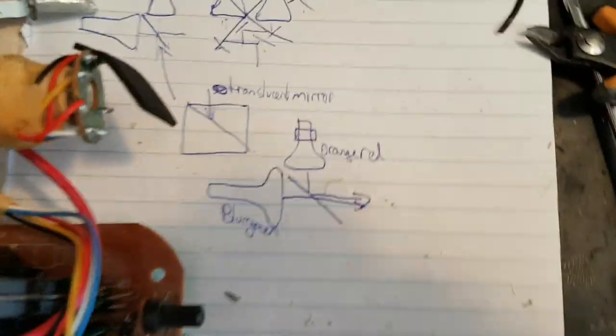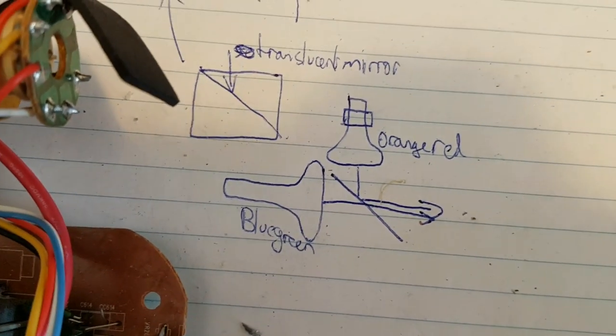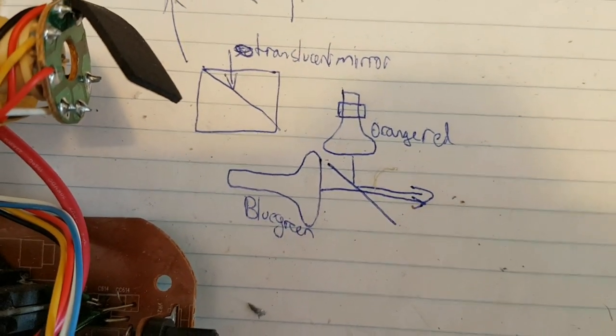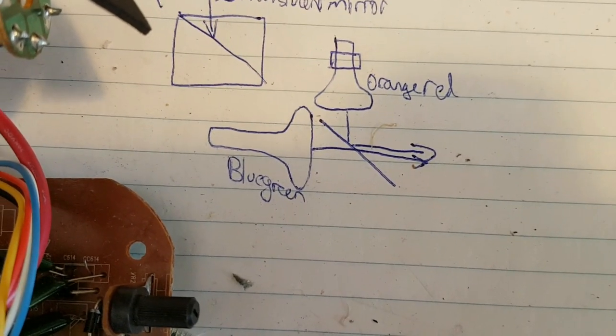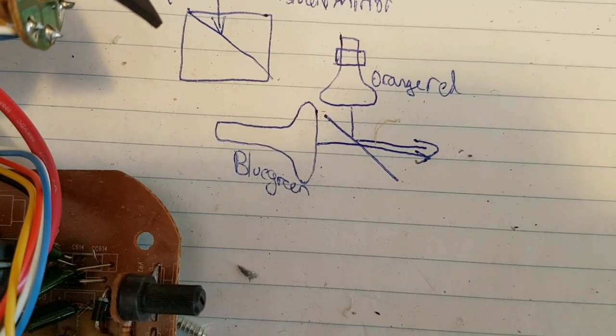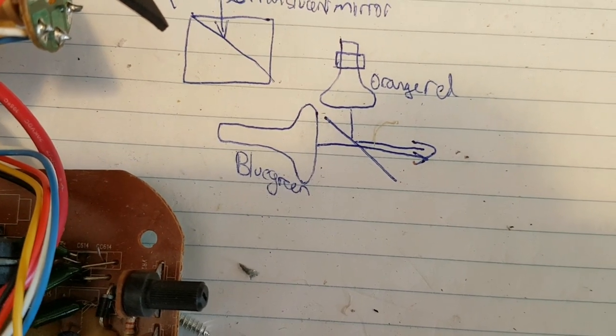So one's going to have an orange red filter, and the picture will be the orange red channel, and the other one's going to be the blue green picture, which will be the blue green channel.